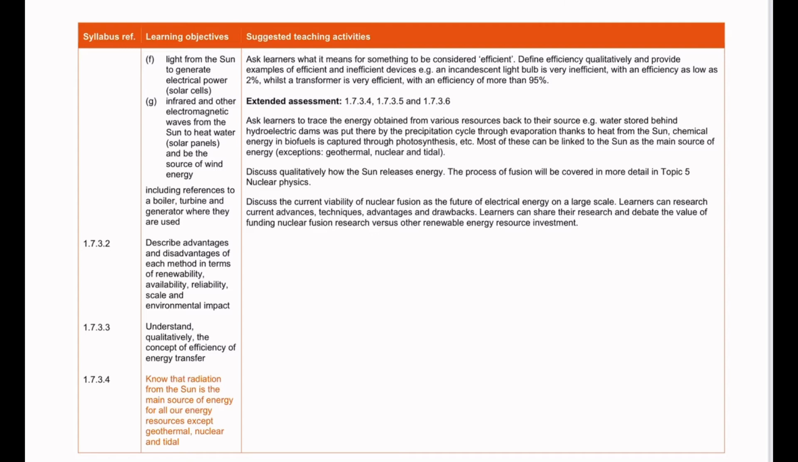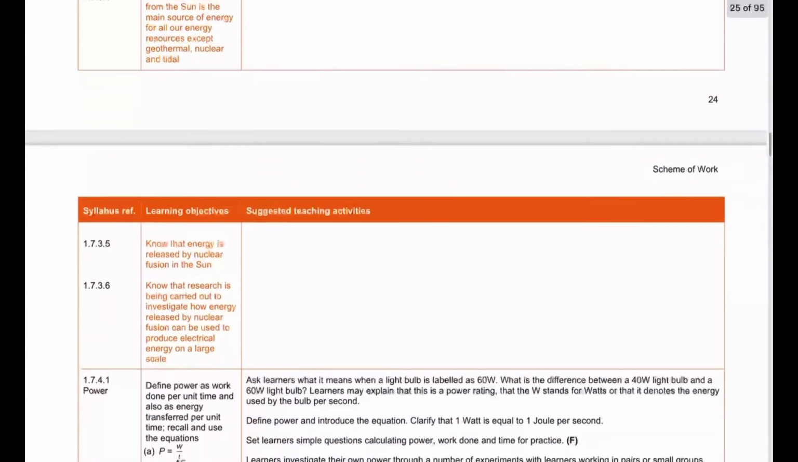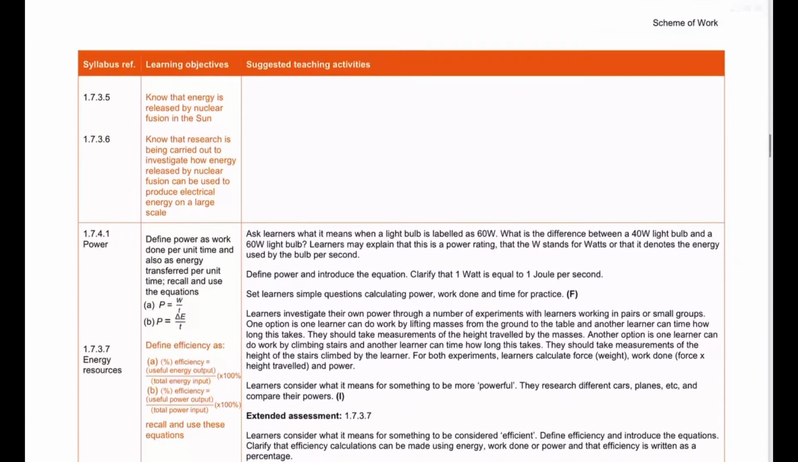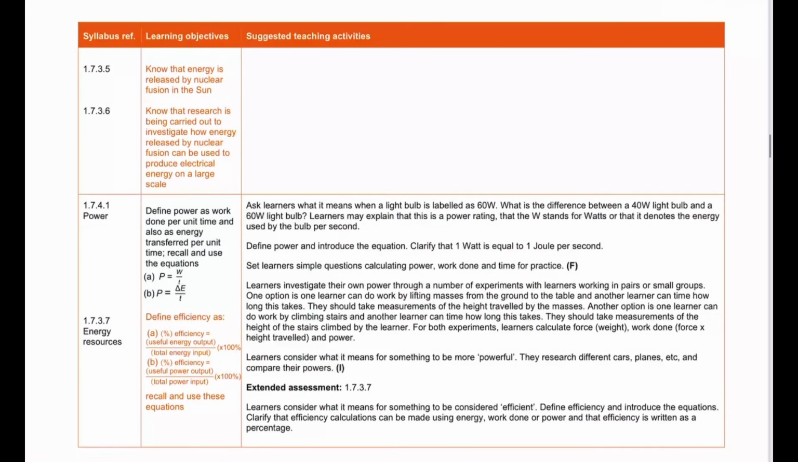Know that radiation from the sun is the main source of energy to all our energy resources except geothermal, nuclear, and tidal. Know that the energy is released by nuclear fusion in the sun. Know that research is being carried out to investigate how energy released by nuclear fusion can be used to produce electrical energy on a large scale.